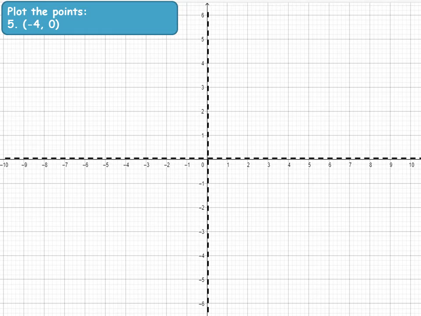(-4, 0). All right. So we're going to do the same thing. We're going to identify our x value and our y value. What's our x value? -4. Very good. What's our y value? 0. Now it's interesting. How are we going to notice, see where the 2 points meet? They're all lying on the same line. So what are we going to do?